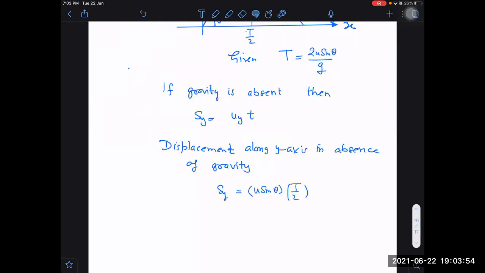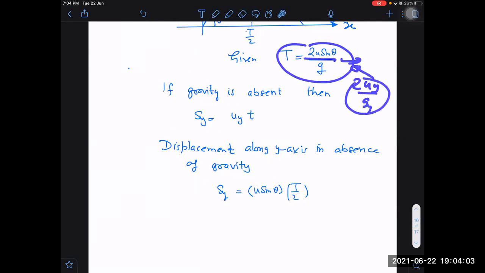Yes, sir. Because I will be using these again and again. So you will not understand this also, why it is 2u sine theta by g. Those who know that it is 2uy by gy can tell it quickly why it is 2u sine theta by g. Okay. Okay, sir.